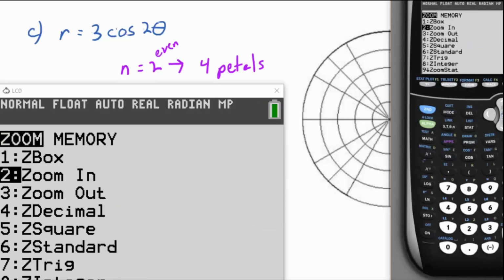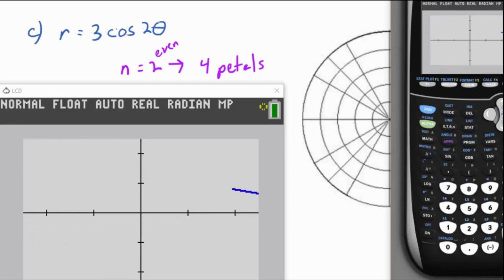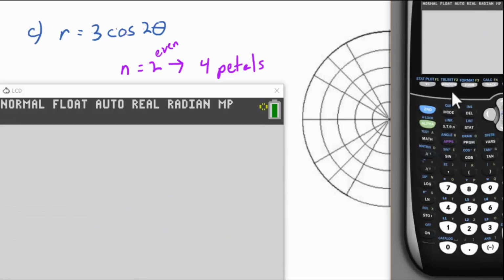Well, it's called a Rose curve. That was kind of an evil laugh.